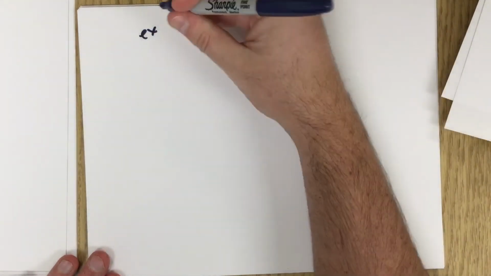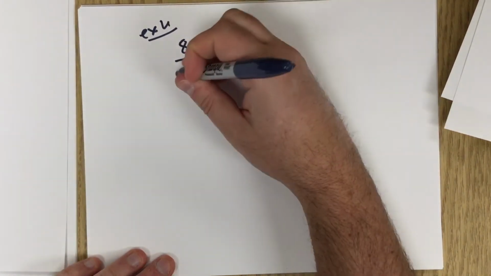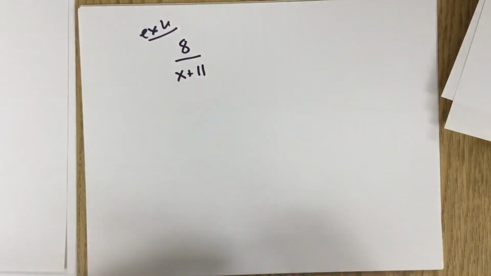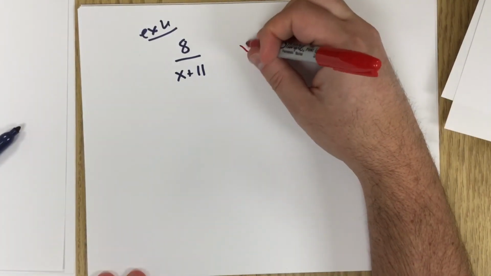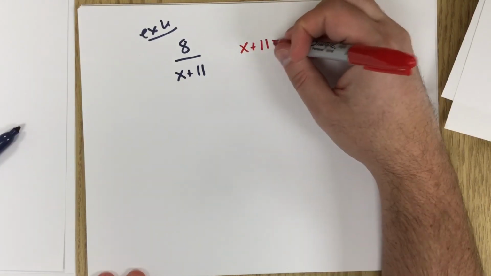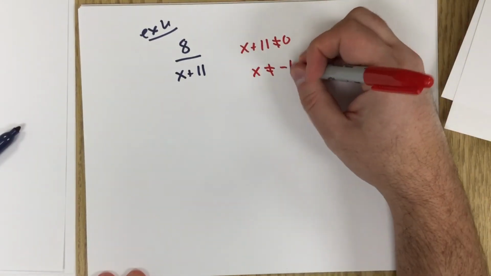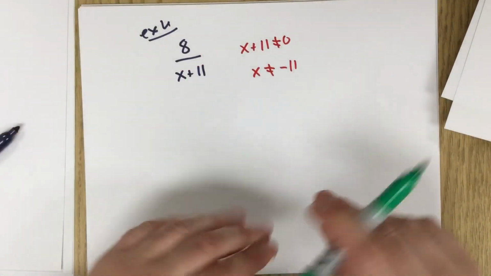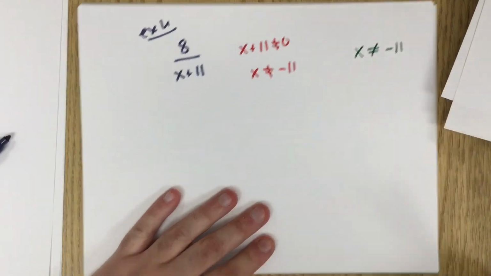Example 4, so same kind of idea. I would pause it now and see if you can figure out the restriction. I'm going to plow forward. So x plus 11 cannot be equal to 0. So x cannot be equal to, the plus 11 goes to the other side, minus 11. So the restriction is that x is not equal to minus 11.